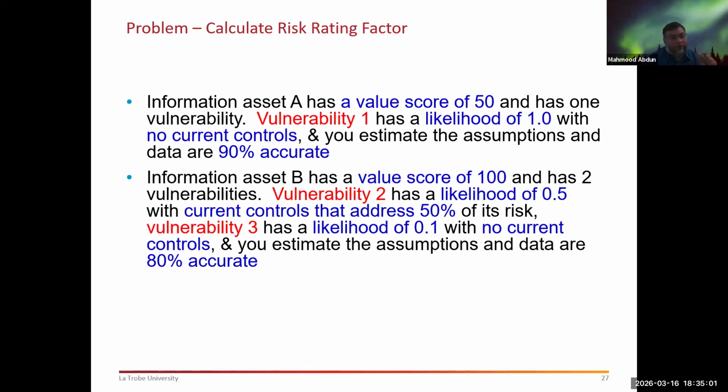It has a chance of occurring 50% and has a control that reduces the risk by 50%. And then it has another vulnerability, vulnerability 3, which has a likelihood, or chance of occurrence, of only 10%, and it has no current controls. And you estimate that the overall assumption on information asset B is around 80% accurate. So how much is uncertainty? 20% uncertainty, correct?